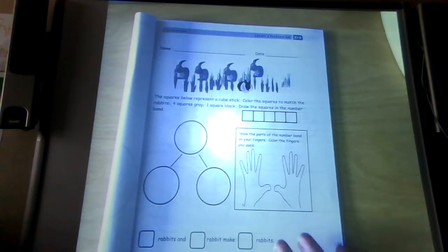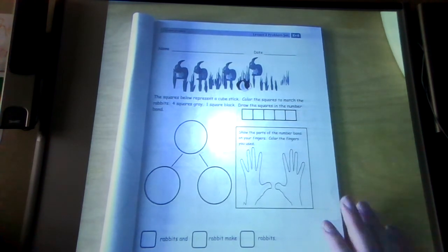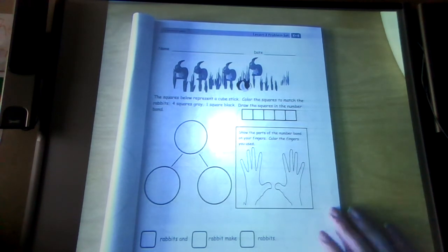All right, now it's time for you to try. You are going to do the lesson 2 problem set. You are going to show different ways to represent the information. That means different ways to show the information. When you're done, you can share this with your teacher.